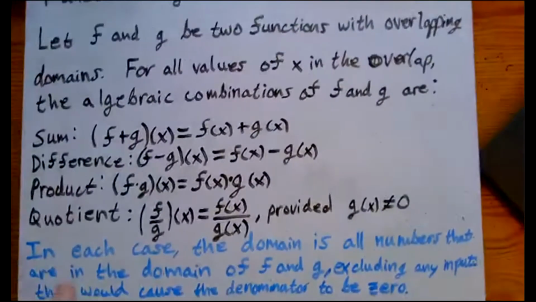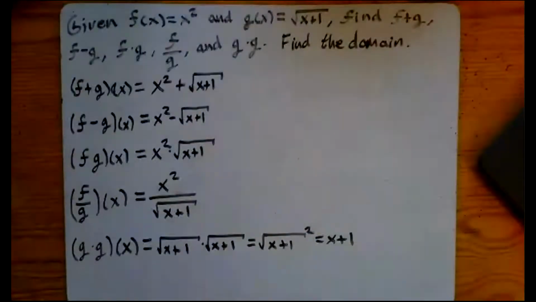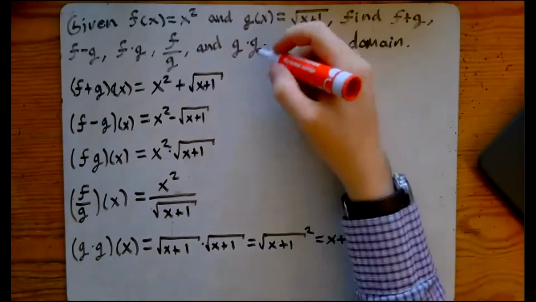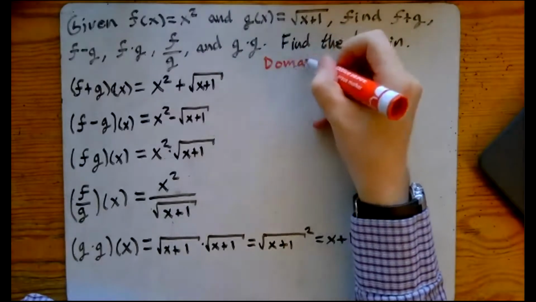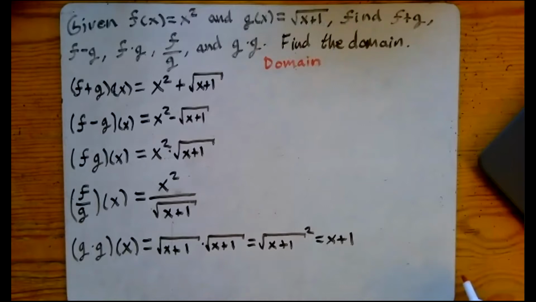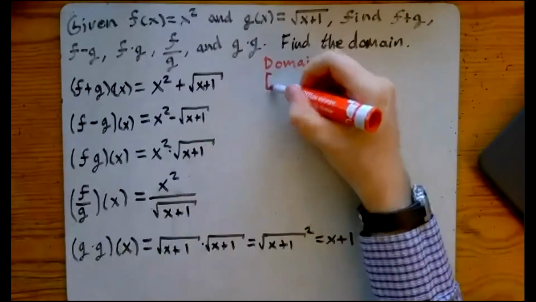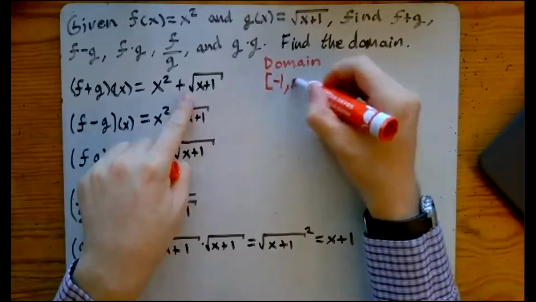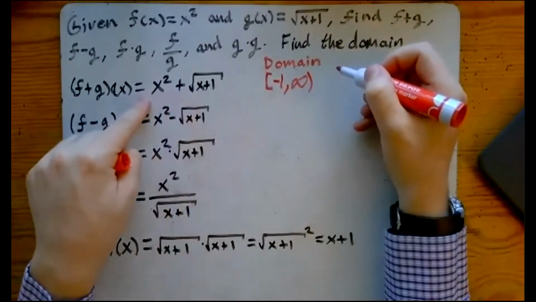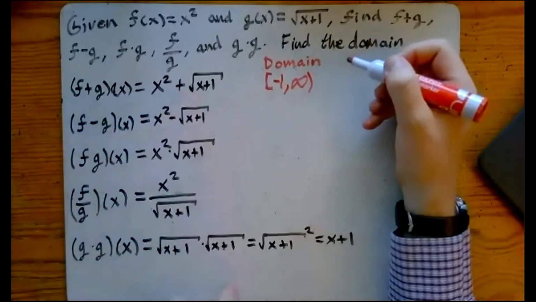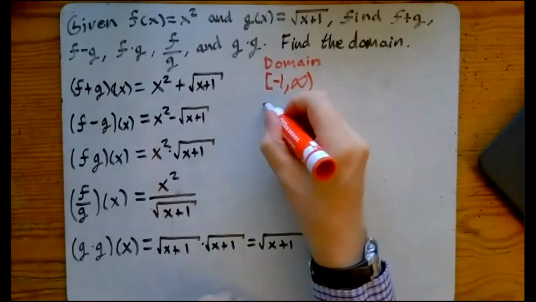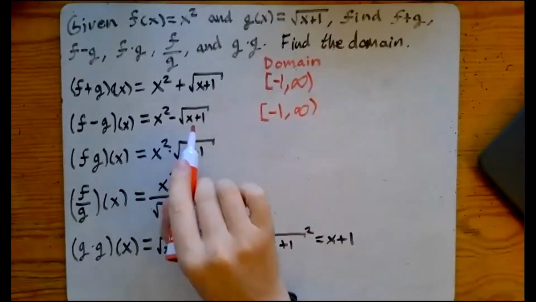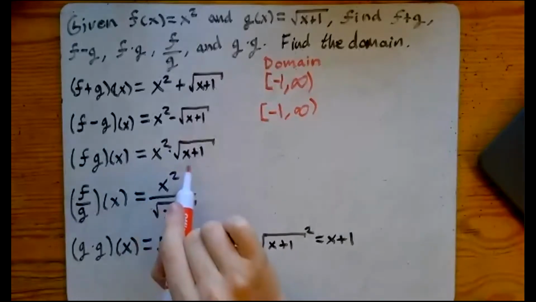So that means the domain of the combination is what happens to be in both. In other words, your restrictions don't go away when you combine functions. So let's find the domain of each. This has the domain all real numbers. This has the domain negative 1 to infinity. So that's going to be our domain. Just because we're allowed to plug negative numbers into this doesn't mean we're allowed to plug negative numbers into this. Now here, same thing, we can't use numbers less than negative 1. All real numbers, negative 1 to infinity.